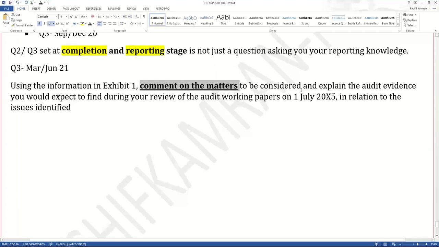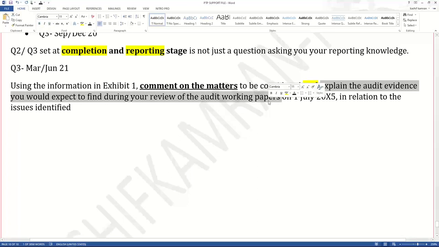Comment on the matters to be considered and. Can you look at this word and? Because students don't look at the word and in the exam paper. I don't know what happens to them. So comment on the matter and explain the evidence you would expect to find during your review of the working paper.